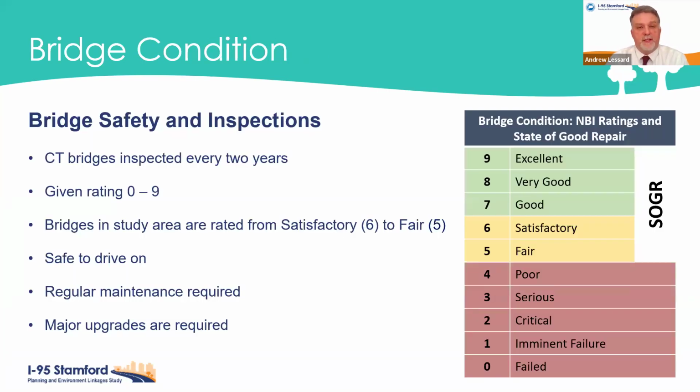Now, as we're looking at the bridge condition, we need to use a set of standardized ratings to assess this. So the state of Connecticut inspects bridges typically every 2 years, sometimes more frequently depending on the bridge condition. Each component of the bridge is given a rating of 0 to 9, with 0 being a failed condition and 9 being an excellent condition. Now you can see the scale that is used to the right of the slide here. And the state generally endeavors to keep bridges in a state of good repair, SOGR. You can see there in that scale. And that means that the bridge components have condition ratings of 5 or greater, fair or greater.